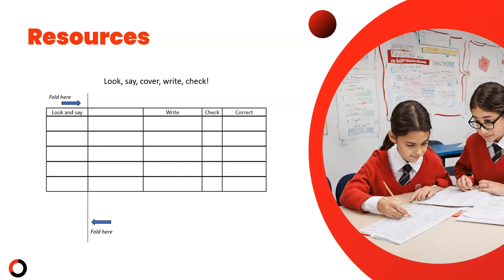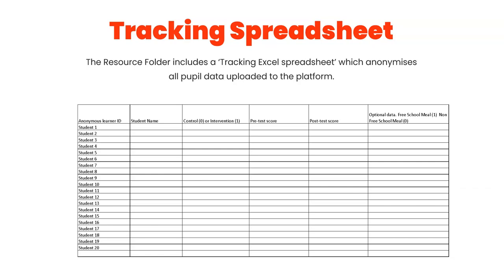We include a template in the resource folder, a tracking spreadsheet which allows you to link an anonymized student ID to a student in your class and then record whether they're in the control or intervention.